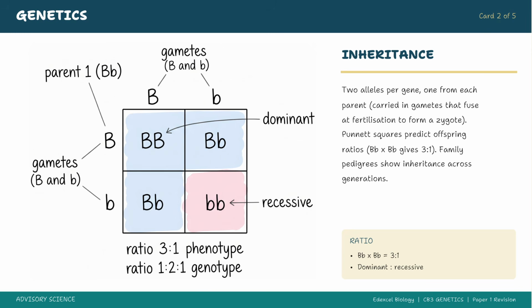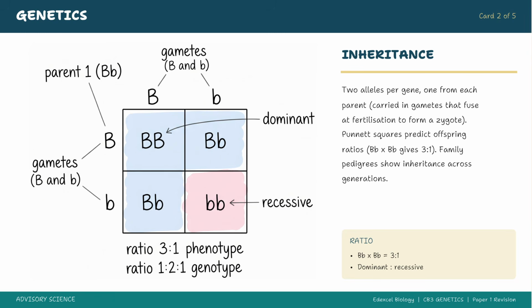Family pedigree diagrams also appear in exams. These are family trees used to track how a genetic condition passes through generations. Someone who carries a recessive allele without showing the characteristic themselves is called a carrier.